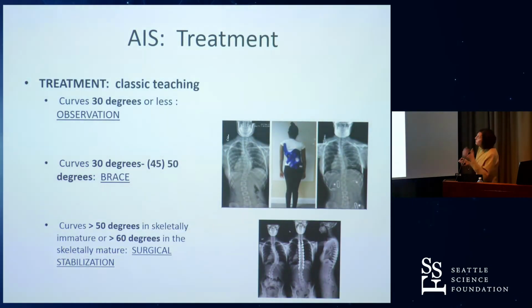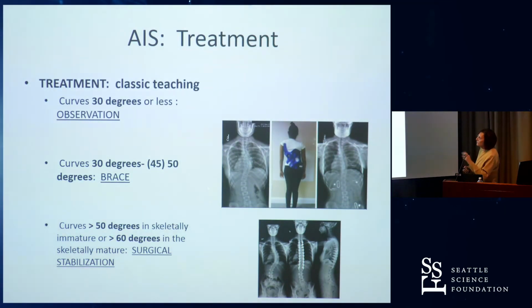When we're thinking about treatment, kind of the classic is for curves that are less than 30 degrees or so, we continue to observe. When curves get to be about 30 degrees and upwards of 45, we will consider bracing. And in curves typically 50 degrees or more in somebody who is still growing, or 60 degrees or more in somebody who's skeletally mature, we will think about surgical stabilization.